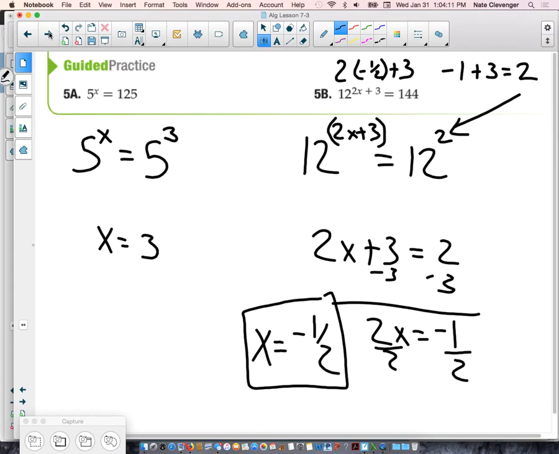Corey? Instead of taking 144 and simplifying it down to 12 squared, could you have taken 12 squared x plus 3 and just made 12 squared equal 144? Maybe. Why don't you try it and see?